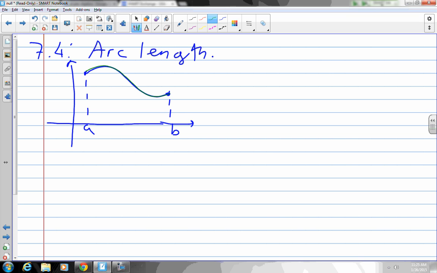It's not the area under the curve, not like that. We're just doing a one-dimensional measure. We're just trying to get the length of this thing. Okay?